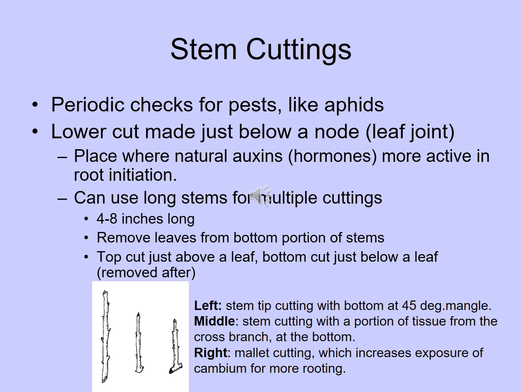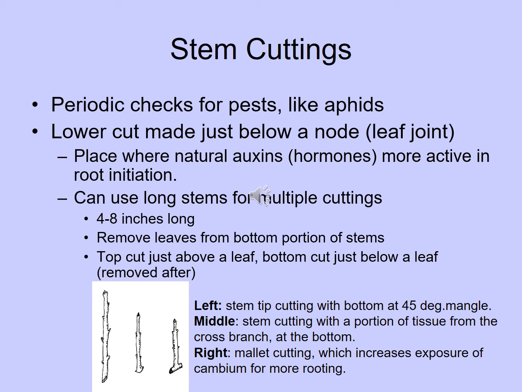The lower cut of a stem cutting is made just below a node, and it's usually done at a 45-degree angle. That's the place where the natural auxins, those hormones, are more active and will induce greater root initiation than if you made the lower cut pretty far from the node. You can use long stems for multiple cuttings. Take 4 to 8 inch long cuttings from maybe a 2 or 3 foot stem that you took off a parent plant. Usually you remove most of the leaves from the bottom portion of the stems, the part that's going to go under the media.